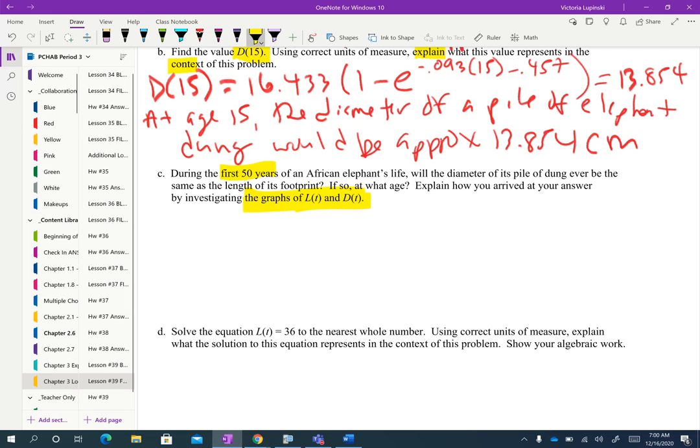So if they're telling you to investigate the graphs, it's more than likely they'd want you to use a graphing utility, since if you had to graph each of those, it would take a while and it would be very inaccurate, especially if you are trying to do it for the first 50 years. So this would be a case where you'd want your graphing calculators. So I'll go ahead and show you mine.